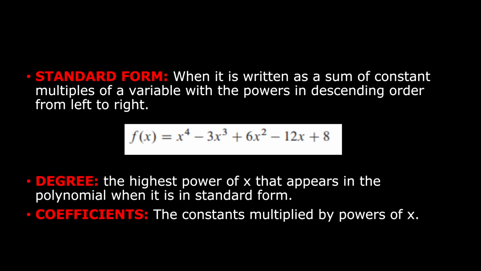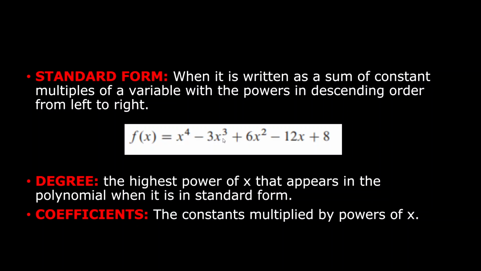In a polynomial, we have three terms to define. Standard form is written as a sum of constant multiples of a variable with the powers in descending order from left to right. So the one on the left should be the highest power. For example, x raised to 4 minus 3x cubed plus 6x squared minus 12x plus 8. Its highest power is 4.